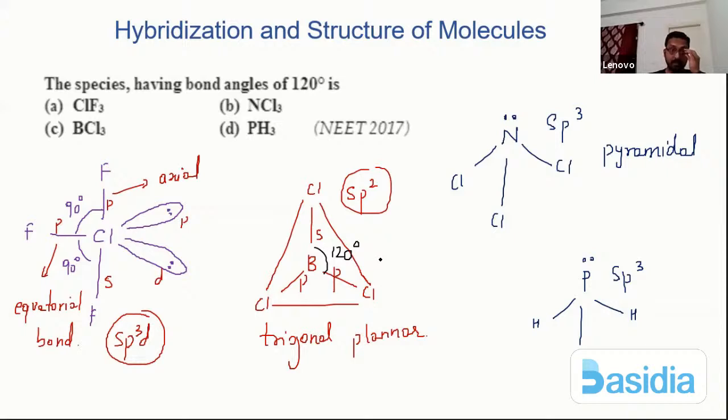So which species has a bond angle of 120 degrees? BCl3. And you can also see the question, which year it had come. Okay, BCl3. BCl3 bond angle is 120 degrees. Right. Let us move on to the next question. One by one, we are going to move on to the questions.